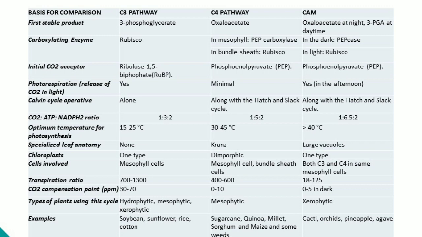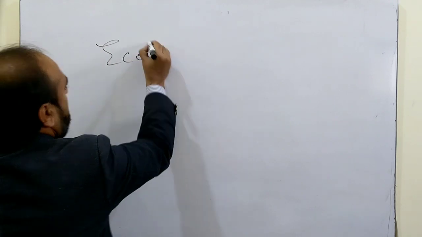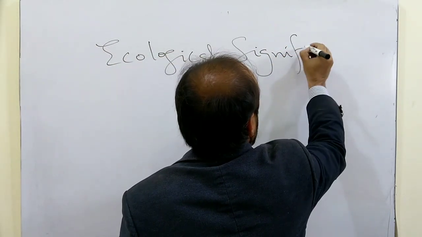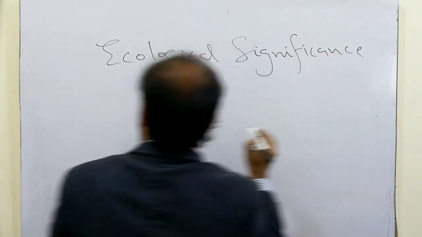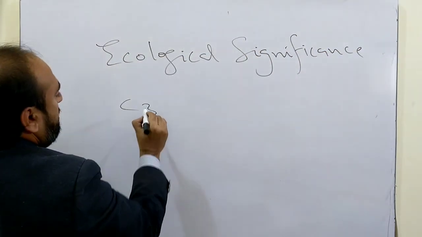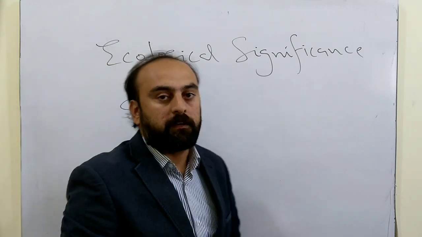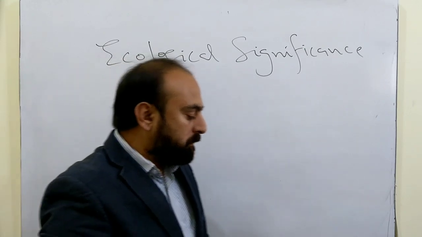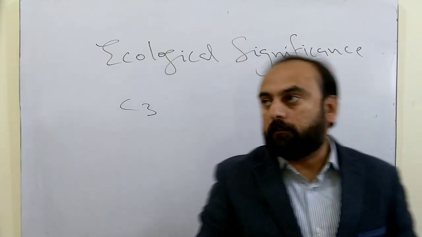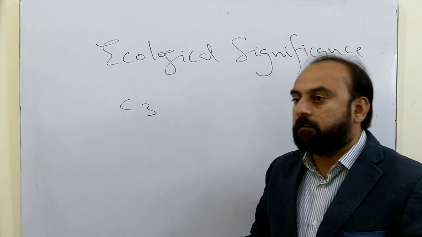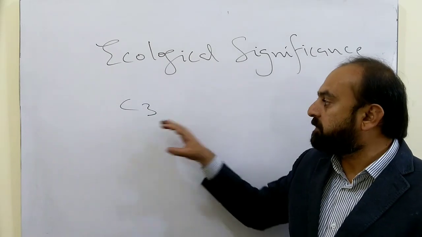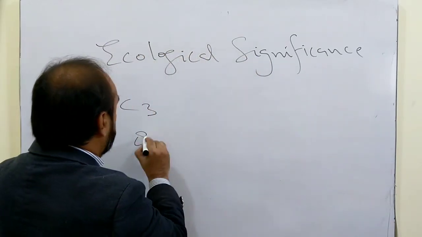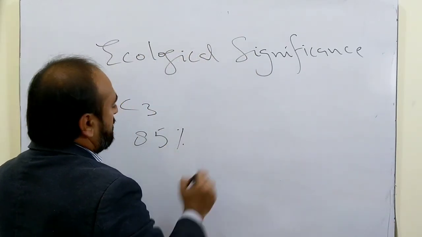If we talk about ecological significance of pathway variation, the C3 pathway was the first pathway that was biochemically characterized. The C3 pathway is the oldest and still the most widespread pathway. About 85% of our plants still have this C3 pathway.